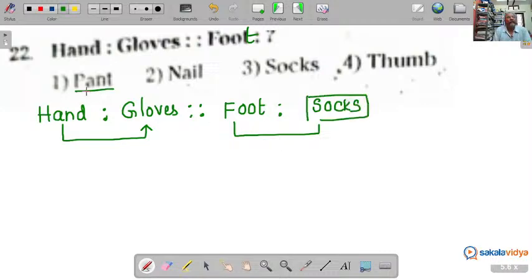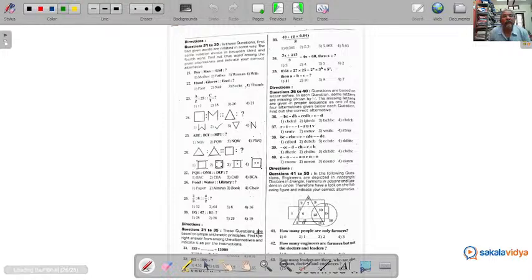So not a pant, pant eliminated. Nail, not nail. Thumb is incorrect. So by eliminating the options also we will get the answer. So socks is the right answer. Foot is related to socks. Hand is related to gloves. So next, 23rd.